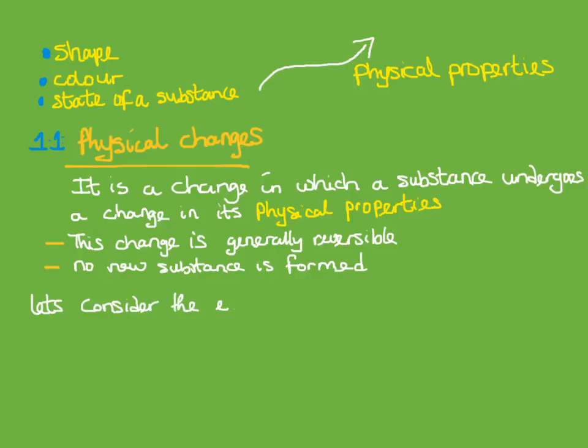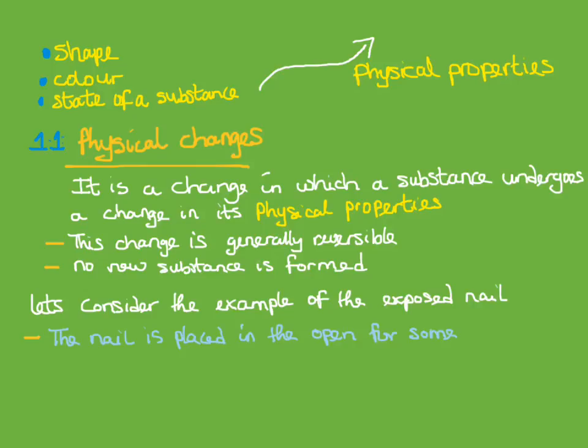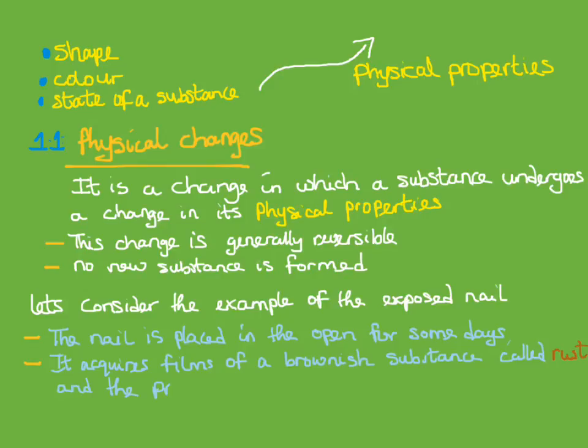Let's consider the example of the exposed nail, which we used in the beginning. The nail is exposed in the open for some days. It acquires films of a brownish substance called rust, and the process is called rusting.